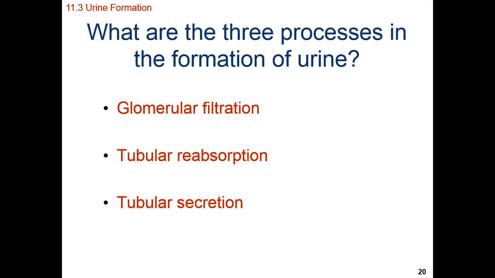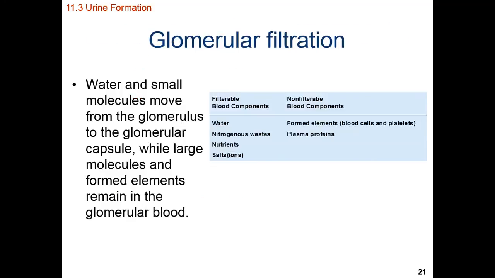So let's focus on those main processes of urine formation. We have glomerular filtration, reabsorption, or tubular reabsorption, and tubular secretion. During glomerular filtration, we are going to have lots of chemicals that can leave the bloodstream, but those larger plasma proteins and the blood cells cannot leave the bloodstream. They are the non-filterable blood components. So we'll have the small molecules and water molecules go from the blood and enter into the glomerular capsule, and then that liquid is known as the filtrate, and it'll move from the glomerular capsule to the proximal convoluted tubule.